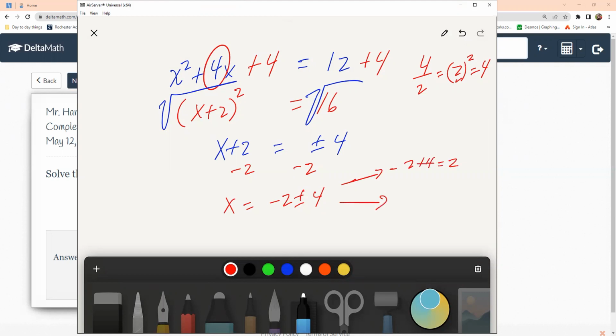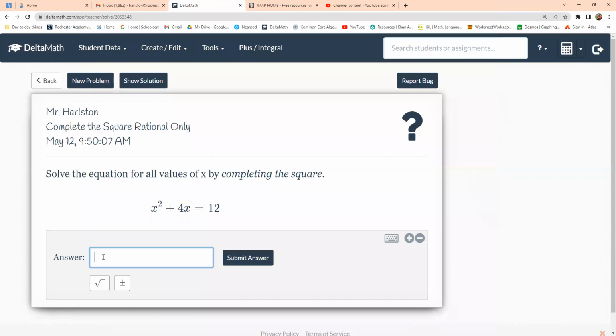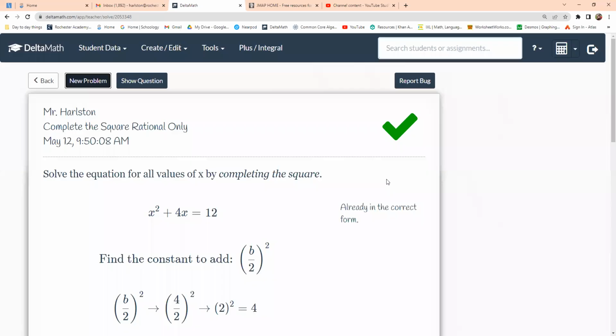And the second 0 is going to be -2 - 4, which is going to be -6. Now, you can solve this equation, and you should get both of these answers. But that's how you do it, by completing the square. So we have 2. And then I need to add the other solution, which was -6. And then I submit it, and it says, good job.